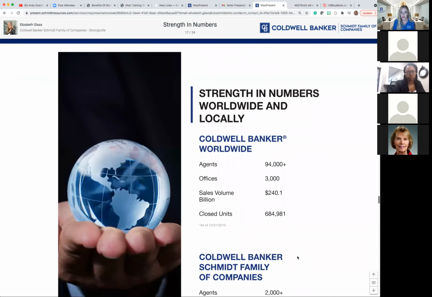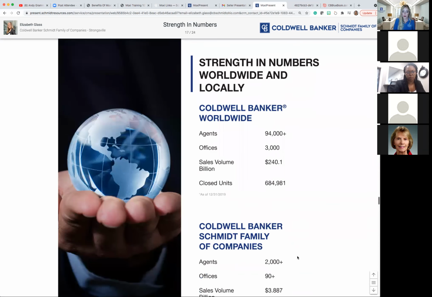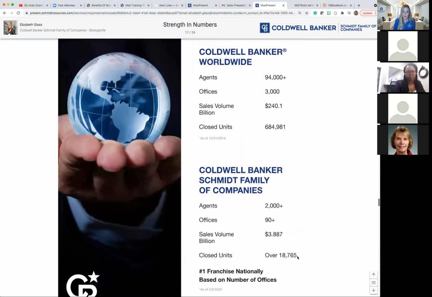Then we go a little bit into our company here. It's important to have a little bit about the company just to make sure that they know how powerful we are as a team. This showcases not only Coldwell Banker's worldwide presence, but us as the Schmidt family of companies. So this has the number of agents and offices.